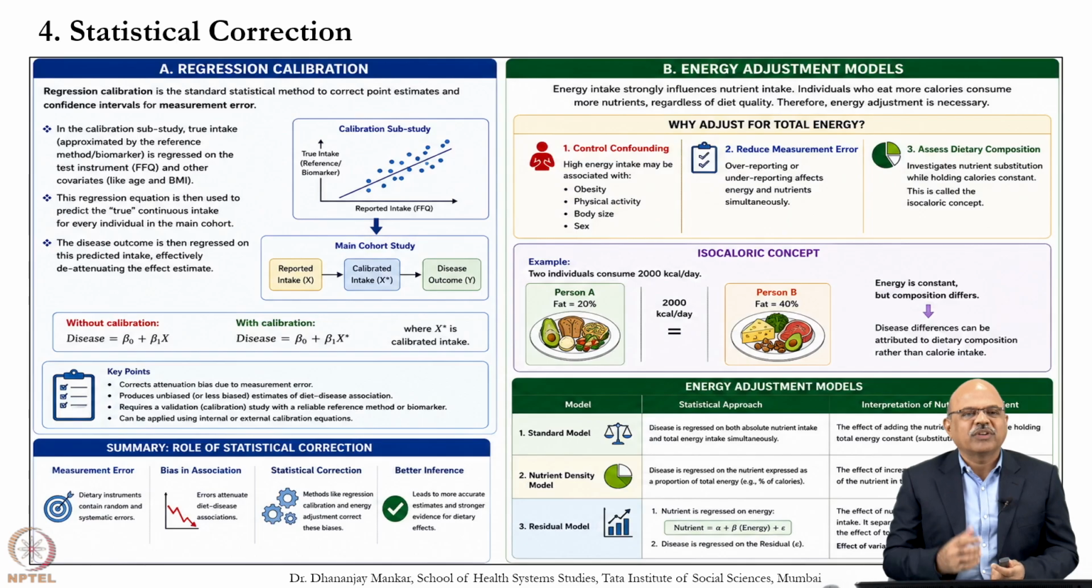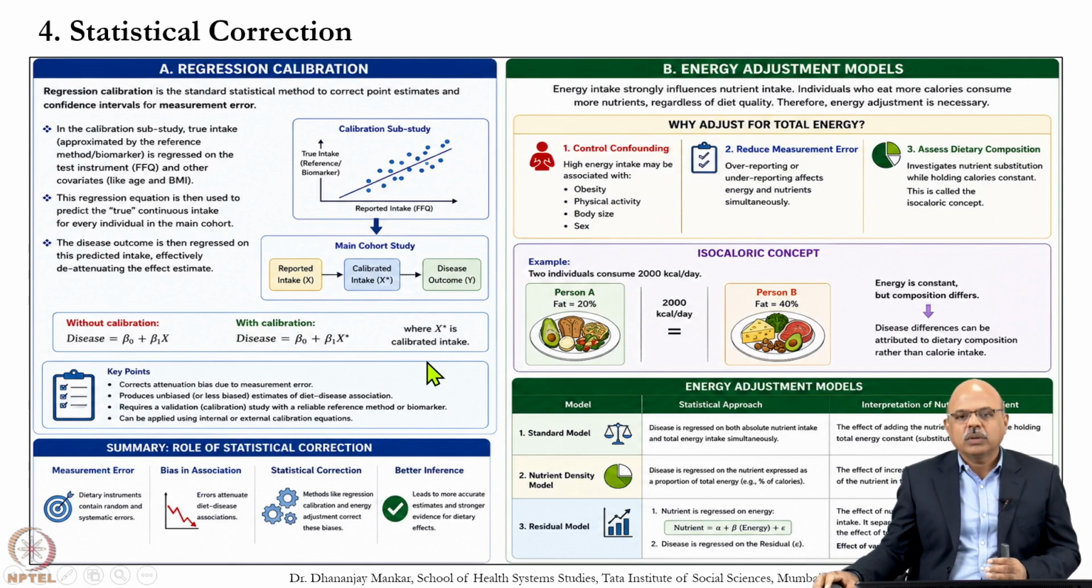Now we will talk about statistical correction. Regression calibration, as you have understood, is beneficial to correct the attenuation bias due to measurement error. It is a procedure which will give you an unbiased estimation of the diet and disease association, which is our purpose. Regression calibration requires a validation study with a reliable reference method or a biomarker, and it can be used with an internal or external calibration equation.